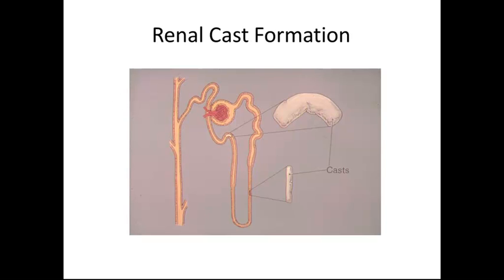Casts can either be straight in nature or they can be curved, and when we get curved casts, that means that they formed along a curvature in the distal convoluted tubule or the collecting duct. Typically your distal convoluted tubule will have many more curves as it is curving around the glomerulus.